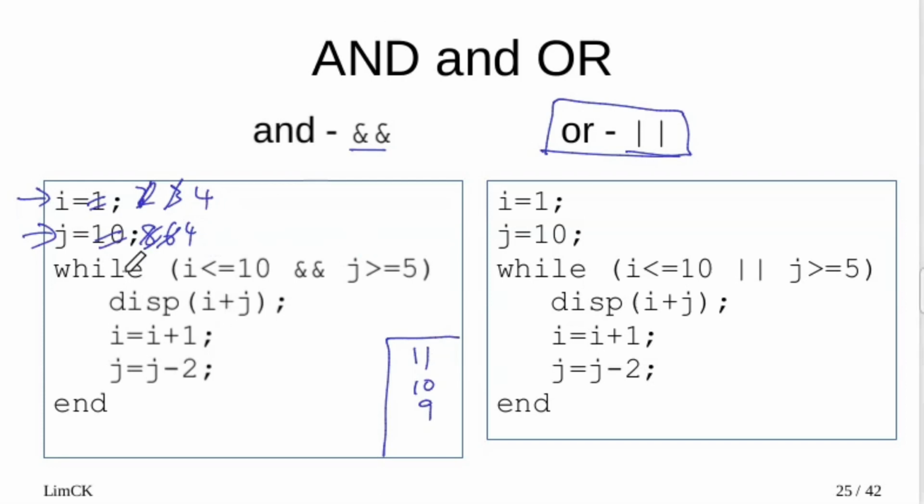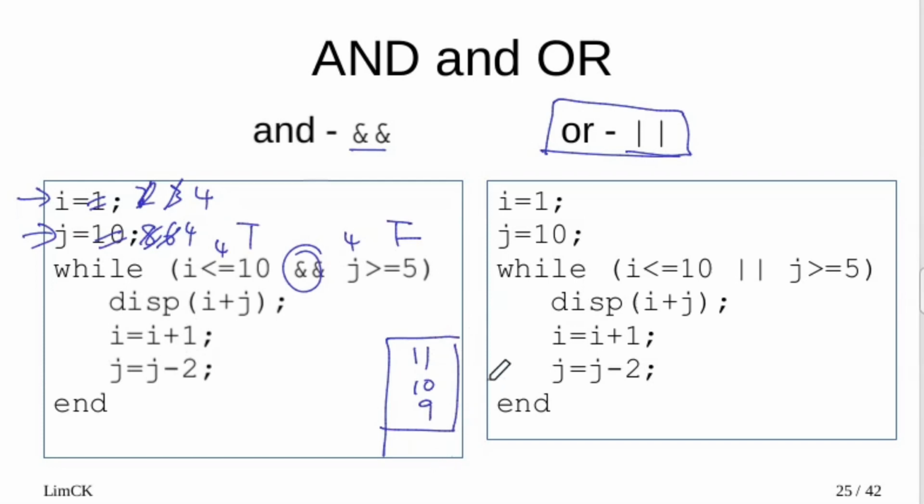So when both are 4, you come back to here. Okay, you execute the while loop. You have I equals 4, 4 less than or equal to 10. This is true. j, 4 greater than or equal to 5. This is false, right? False and true. The AND will give you a false. So the loop will not execute anymore. The while loop will terminate here. So this will be the only output you have.